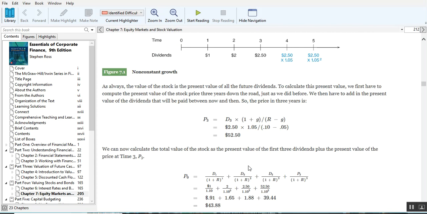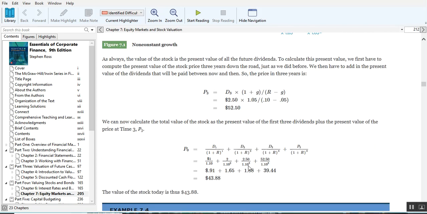So with non-constant growth, we're going to take the dividend for each one of those years divided by 1 plus the growth rate raised to the power of whatever year we're in. So we're in the first period, it'd be 1, second 2, and 3. And then we'll calculate the price of the share of stock based on this growth rate here. We'd say 52.50. We say, okay, well, we can calculate that. We're going to bring that in here, okay?